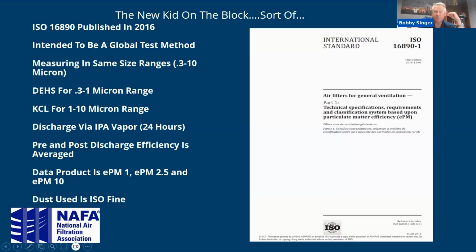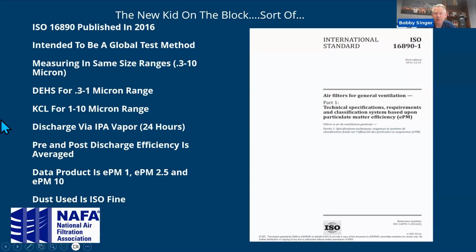The discharge procedure is much different. As opposed to the Appendix J loading of particulate, it utilizes a 24-hour discharge period in an IPA vapor chamber. So we have IPA alcohol in trays in this chamber, place the filter in for 24 hours, the vapor dissipates any electrostatic charge. So you test it before and after that discharge process. Those two efficiencies are averaged. And that's where the data product comes from. It's listed as EPM1, EPM 2.5, or EPM 10.